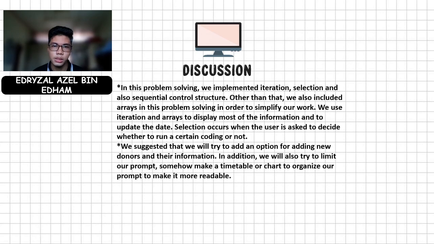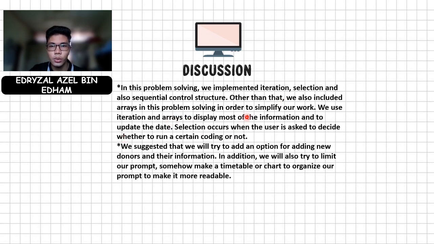Throughout our discussion in this problem solving, we included repetition, selection, and also sequential control structure. Other than those three, we also included arrays in order to simplify our work, because there are so many things that we have to display. So we decided to use arrays to simplify our work, and we use iteration and arrays to display most of the information and to update the date.